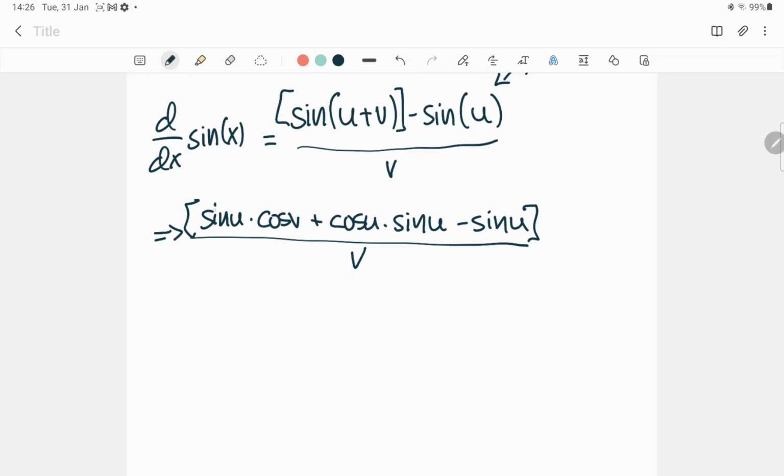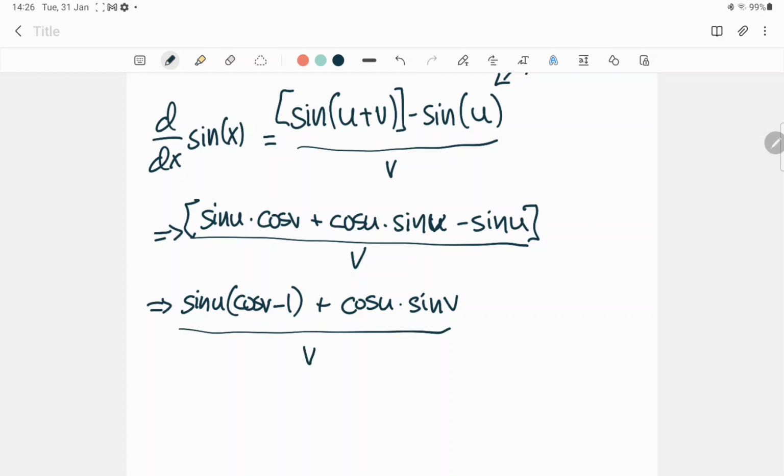I can see that our sine of u is timed into cosine of v, and we have a sine of u at the end as well. So let me write it like this, sine of u, and then if I time it in, I multiply it into cosine of v, and then also minus 1, I will end up with exactly the same, but it just looks nicer. Cos of u, I just factorized it, and then cos of u times sine of v, and then still over v.